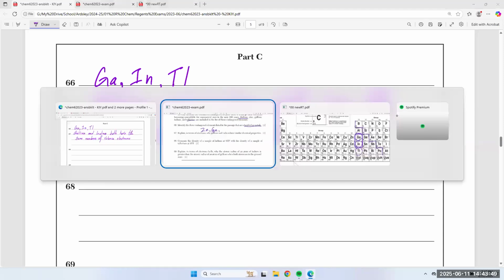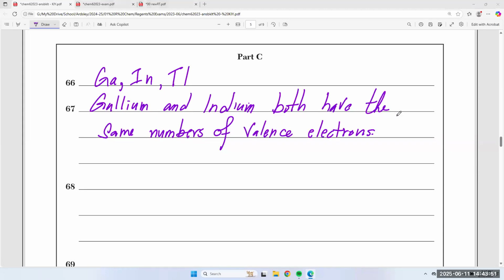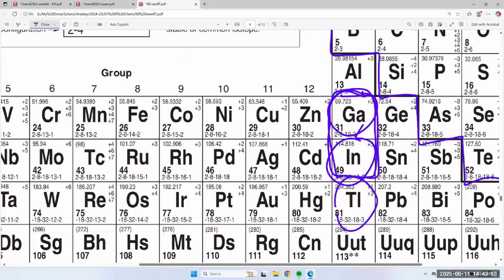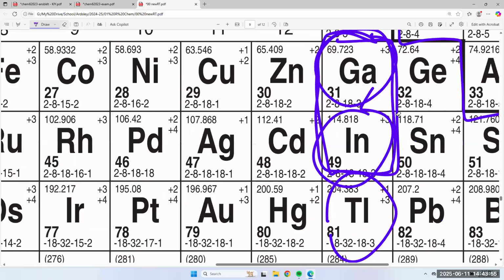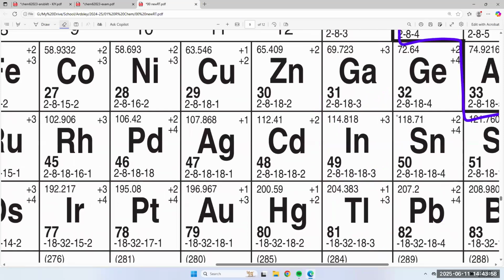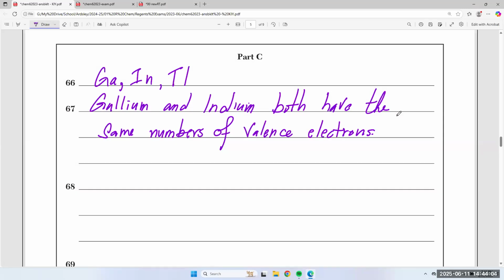Or if you really wanted to know, you could go here and if I erase all this junk, you can tell that they both have 3 electrons. So you could have even written down they both have 3 valence electrons, instead of saying same number of valence electrons. But my point is, number 67, I don't even need to go to the periodic table. I can just say they have the same number of valence electrons because when I was looking at number 66, I already knew that they're in the same family.